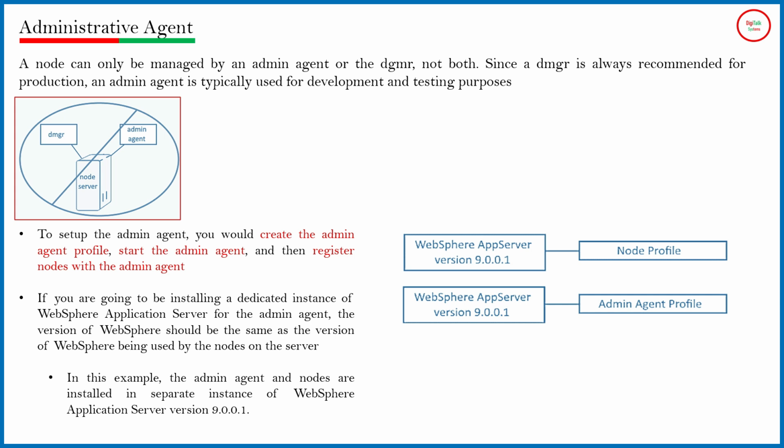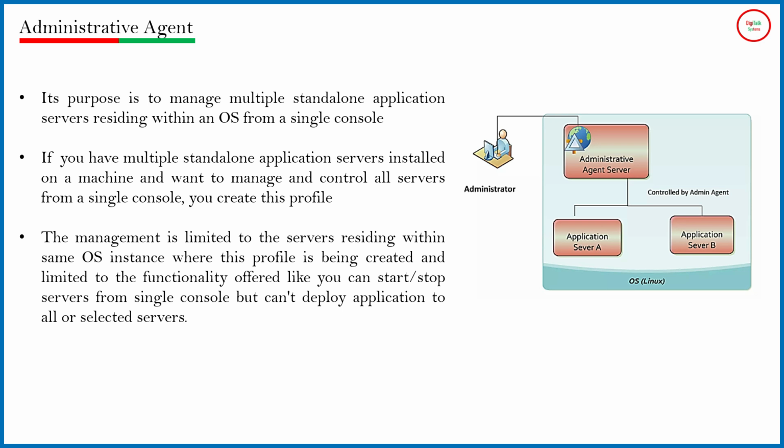But in that case, you have to make sure that the version of your WebSphere is the same for your admin agent binaries and for the app server or node binaries. You can see the screenshot in the example. Here we have two different installations for the app servers. One is for the node profile and the second is for the admin profile, but both are running the 9.0.0.1 version of WebSphere.